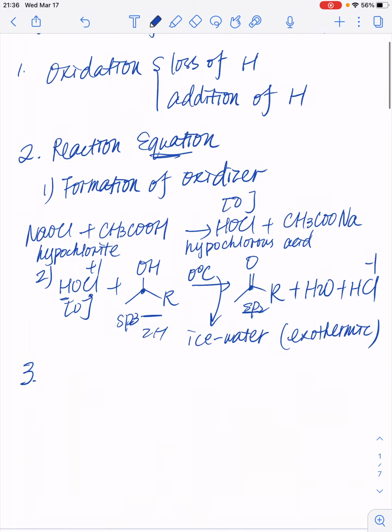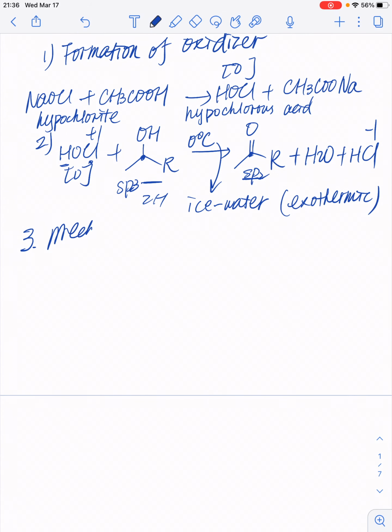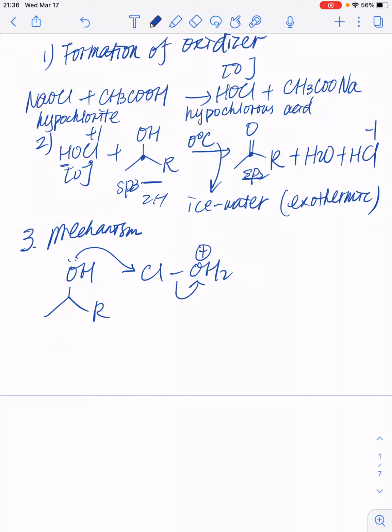So what's happening? Let's talk about mechanisms then. Mechanism, I'm going to use an unknown alcohol. Well, oxygen being a very good nucleophile is going to snatch away chlorine from a protonated oxidizer, which is hypochlorous acid. At the same time, water is going to be the molecule being kicked off, at the same time producing the intermediate that's carrying a positive charge.